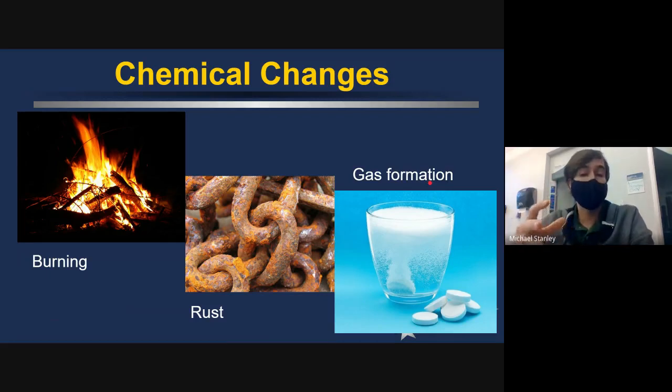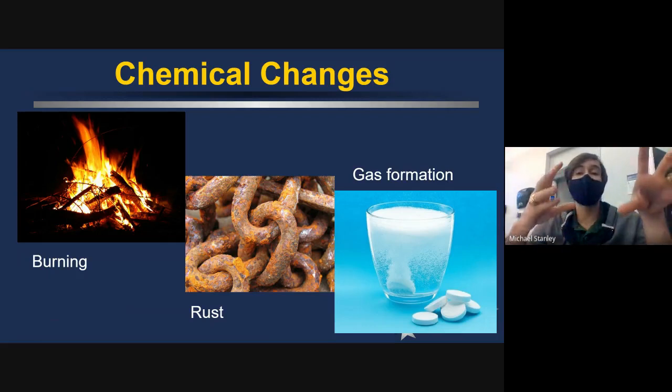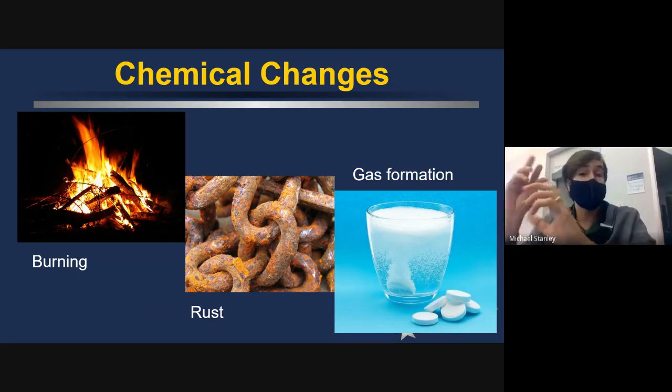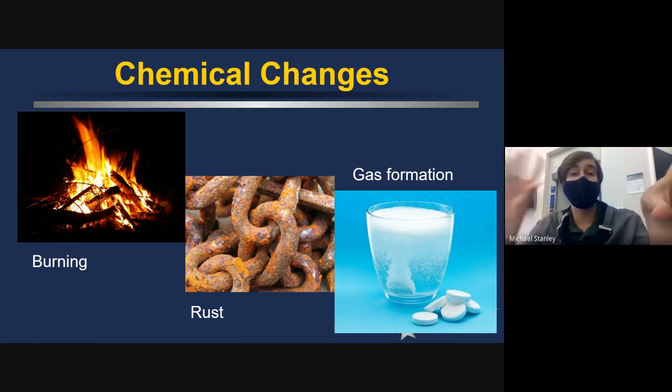So again, chemical changes are all about starting off with one set of substances and ending up with something new, something different, producing something that was not there before. So physical change, you start and end with the same thing. It just changes how it looks. Chemical change, your ending products are different. They are different chemicals, different substances from your original material.